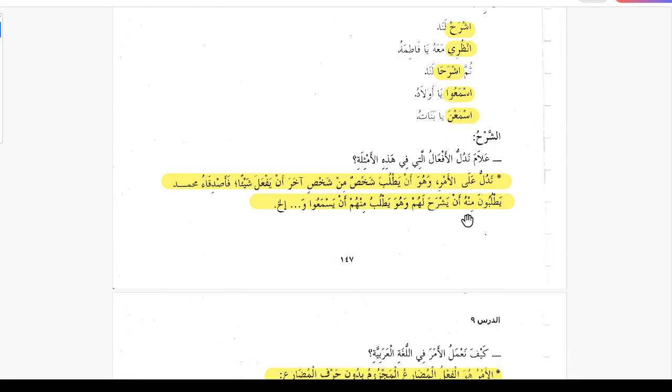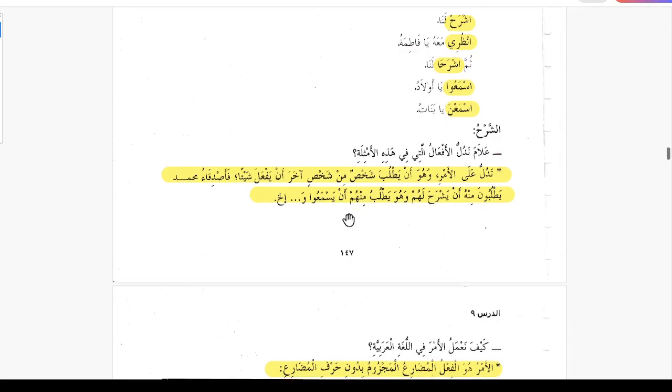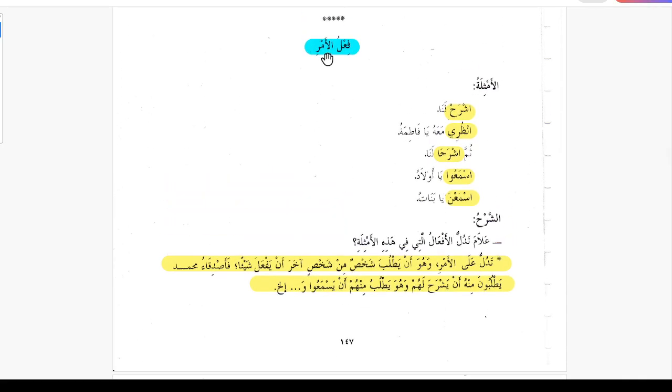Fa-asdiqa'u Muhammadin yatlubuna minhu, so the friends of Muhammad, they demand from him an yashraha lahum, to explain to them, wahuwa yatlubu minhum, and then Muhammad demands from them an yasma'u, to listen to him. So they both are expecting or demanding something from one another. So in this case we use the Fi'lul Amr, the commanding verb.